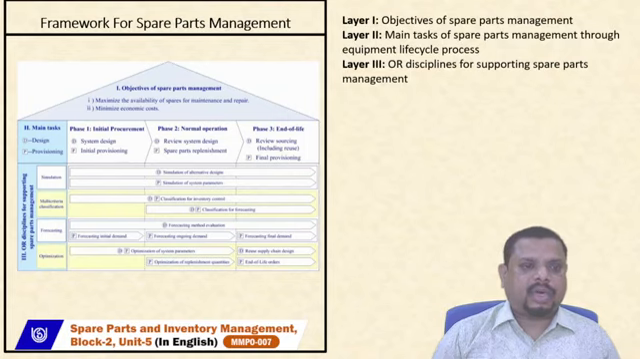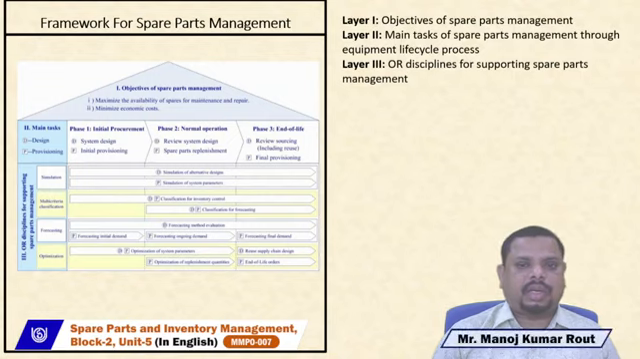So I repeat, the framework for spare parts management is of 3 layers. Layer 1, objective of spare parts management. Layer 2, main tasks of spare parts management for the equipment life cycles. And layer 3, operation discipline for supporting spare parts management. So these are the key aspects of your framework for spare parts management.